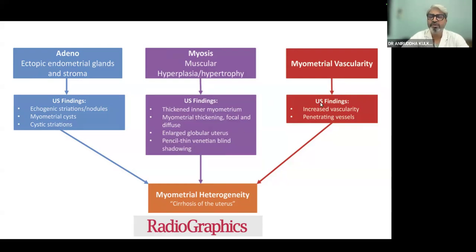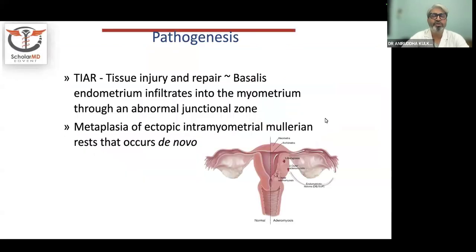Myometrial vascularity could be increased, and those are showing penetrating vessels traversing the lesion seen in one or the other wall. The pathogenesis of adenomyosis is said to be TIAR theory, that is, tissue injury and repair theory, where the basalis endometrium infiltrates into the myometrium through abnormal junctional zone. So most of the people say it's abnormality of the junctional zone.